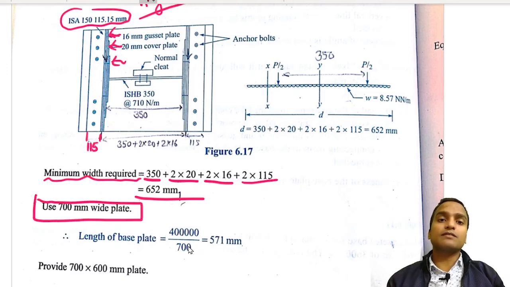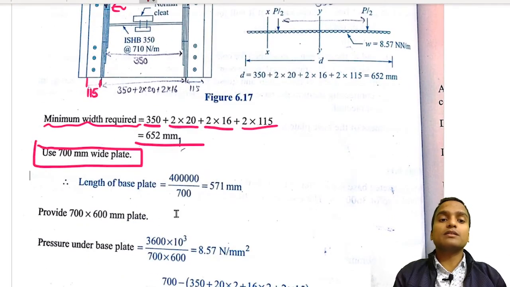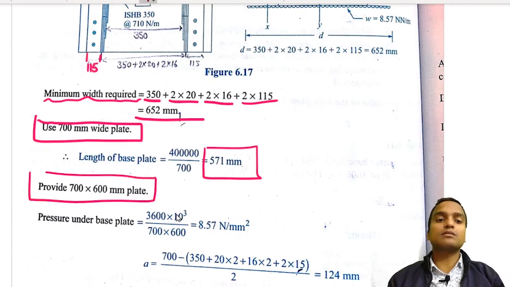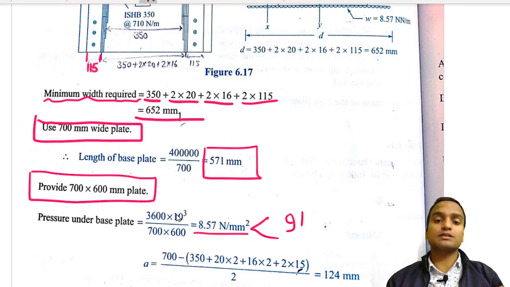plate. And if we have this much width of the plate, we can calculate the length of the base plate, and it will be equal to area required divided by the width, and this comes out to be 571. So that's why we have chosen here a 700 into 600 millimeter size base plate. Now pressure can be calculated, and it will be equal to Pu divided by area of the base plate, and it is equal to 8.57 Newton per mm square, which is less than the bearing capacity of the concrete.